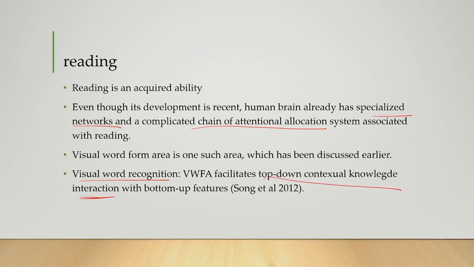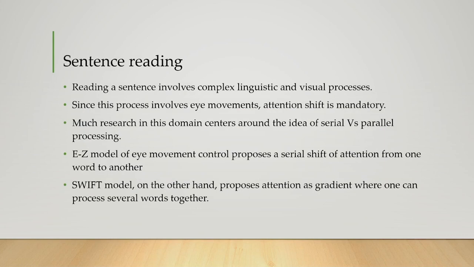So, you have both sides of the attentional mechanism. On the one hand, the stimulus that is given to you, the features that are given to you to read, and then the attentional allocation and the interaction is what visual word form area looks at.